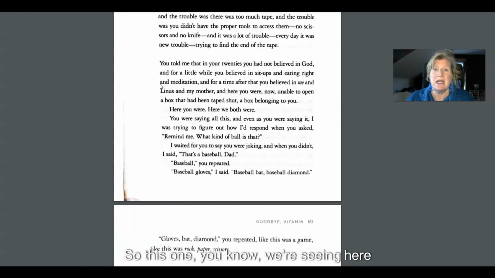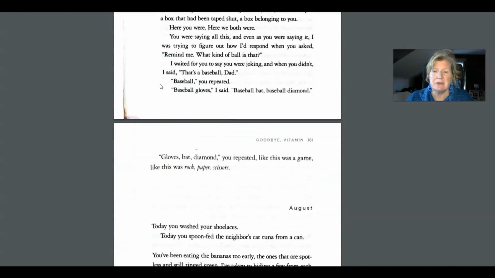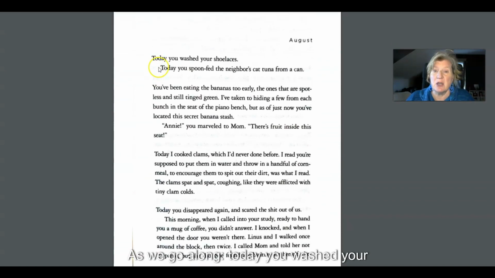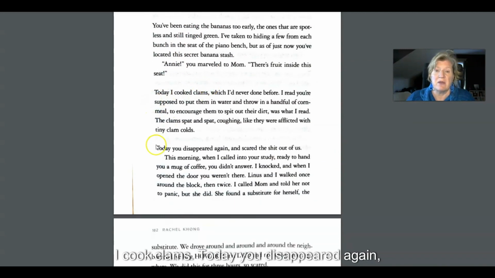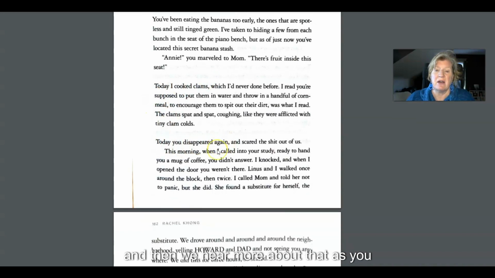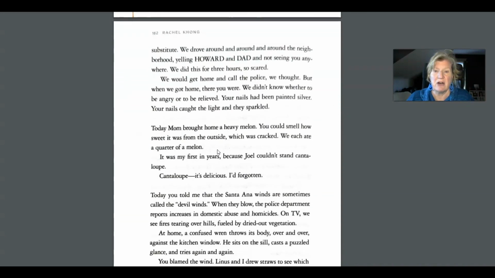So this one, we're seeing here kind of an extended development. As we go along, today you washed your shoelaces. Today you spoon-fed the neighbor's cat tuna from a can. And then she tells a little bit of something else. Today I cooked clams. Today you disappeared again. And then we hear more about that as you keep reading here.